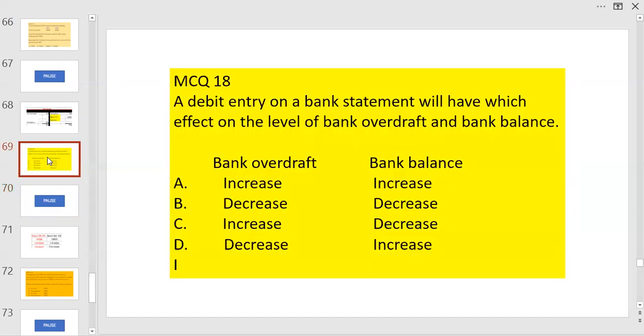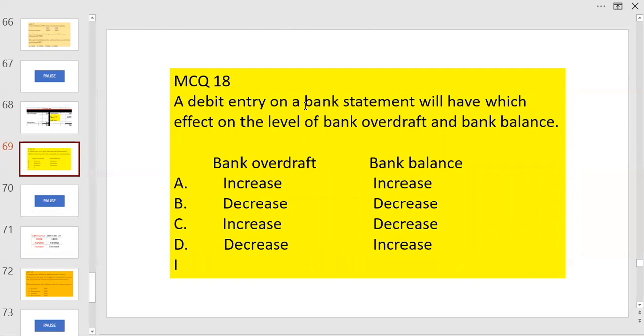Now, if you look at the question, here they say, in the bank statement, a debit entry has been made. Bank statement means this is as per the bank's record. If the bank is debiting our account, in our account it is a credit payment. It is a payment on the credit side. If the bank has entered it on the debit side, in our book it will be the credit side.